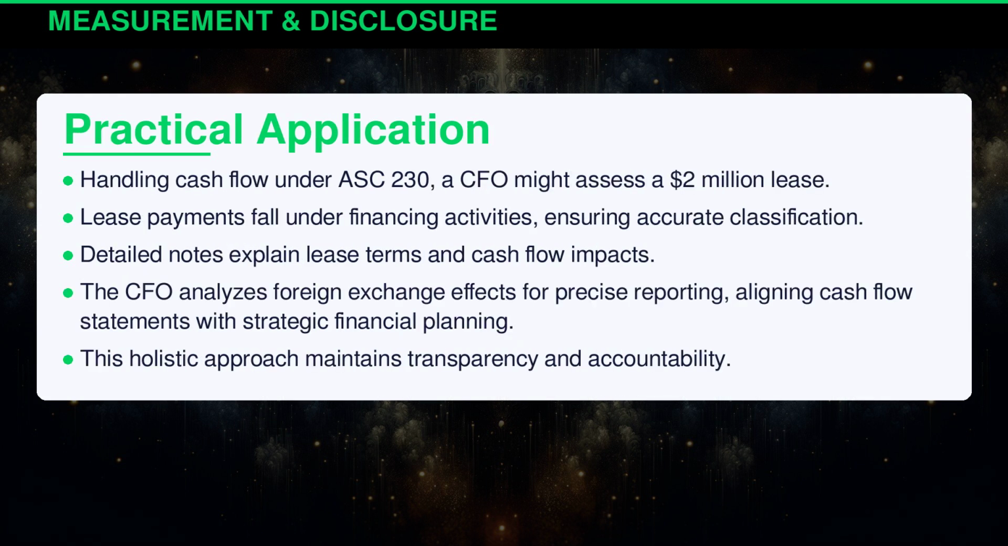Handling cash flow. Under ASC 230, a CFO might assess a $2 million lease. Lease payments fall under financing activities, ensuring accurate classification. Detailed notes explain lease terms and cash flow impacts. The CFO analyzes foreign exchange effects for precise reporting, aligning cash flow statements with strategic financial planning. This holistic approach maintains transparency and accountability.